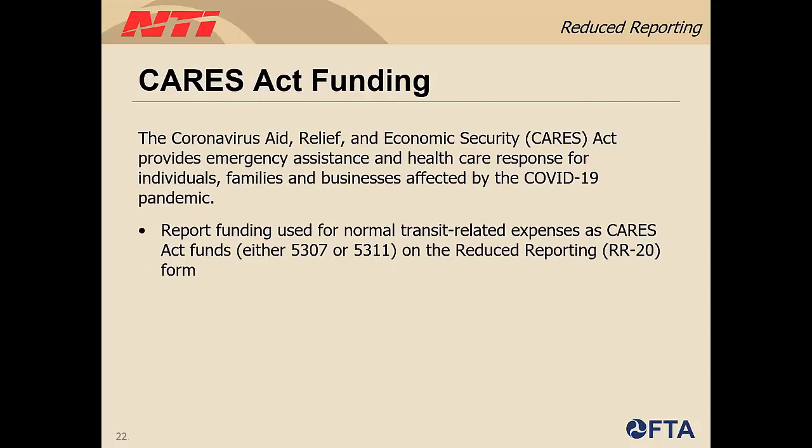The Coronavirus Aid, Relief, and Economic Security, or CARES Act, provides emergency assistance and healthcare response for individuals, families, and businesses affected by the COVID-19 pandemic. Report funding used for normal transit-related expenses as CARES Act funds, 5307 or 5311, on the reduced reporting RR20 form. Report funding used for extraordinary and special expenses as extraordinary and special funding in the federal funding section. Add CARES Act funding plus a brief description in the corresponding text box.